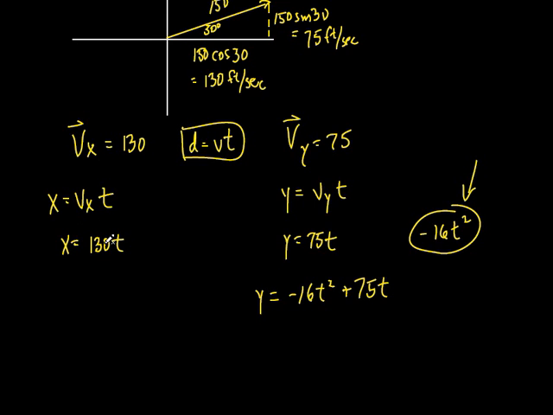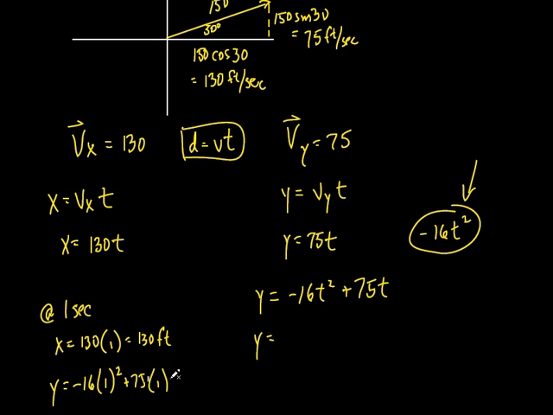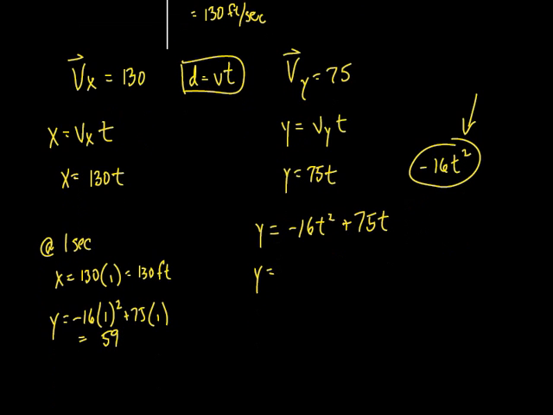And yeah, I wrote that down for 1 second, 2 seconds, but you could do that if you want to, right? At 1 second, so watch this. At 1 second, the x would be what? 130 times 1, which would be 130 feet. All right? The distance after 1 second on the y, let's do it right here. Y would be what? Negative 16 times 1 squared plus 75 times 1. And you put that in your calculator, and you get about 59. So it would go 59 feet high. After 1 second, it goes 130 feet horizontally, and it goes 59 feet high.